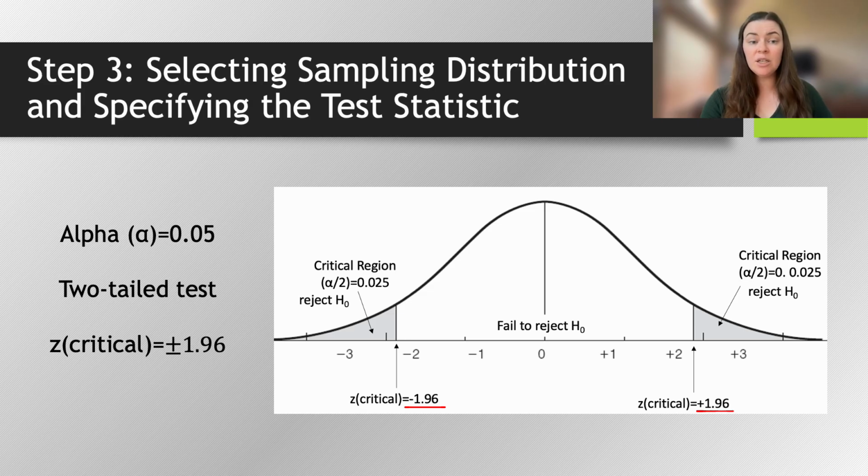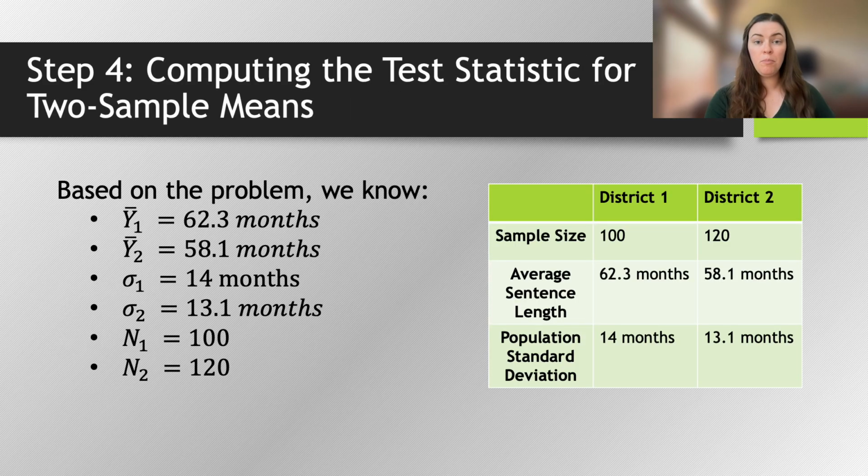Keep in mind that dealing with a two-tailed test is going to change the area of our alpha regions because we have to divide that by 2. So each respective side is going to be 0.025 or 2.5%. Based on the problem, we know the following information, and this is what we'll need to plug into our formula in order to determine our test statistic.